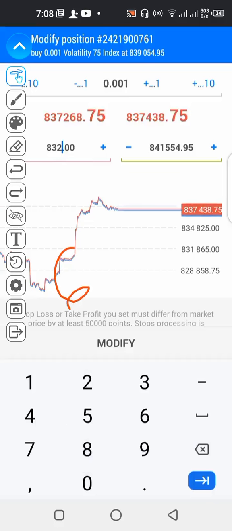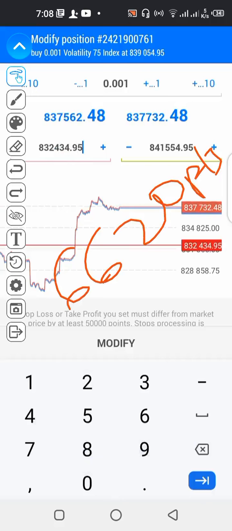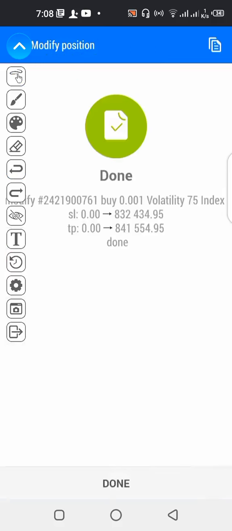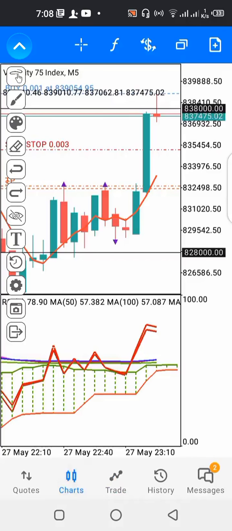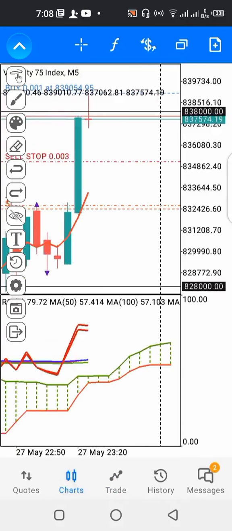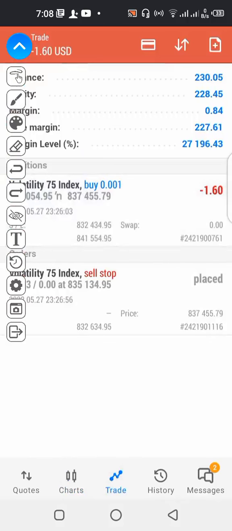And the sell stop is 6,620 points. Okay, the sell stop calculation. It's my buy trade. Video movement is pretty fast. So this is my buy trade running, and this is a sell stop pending.